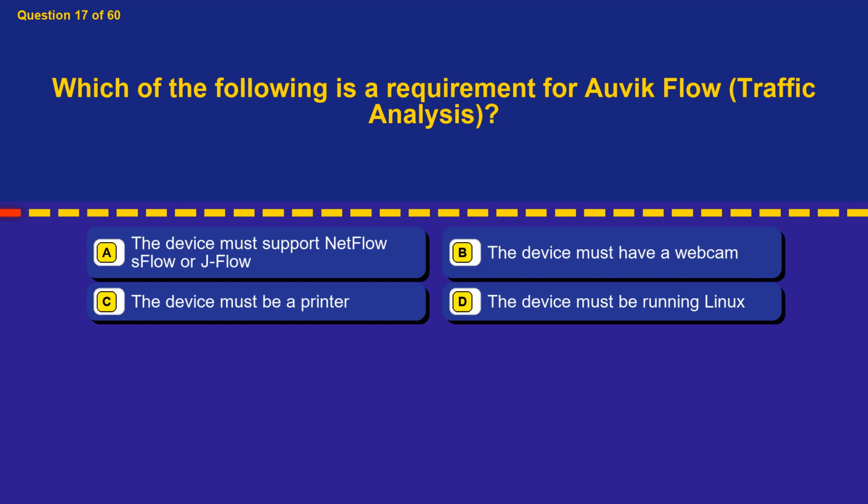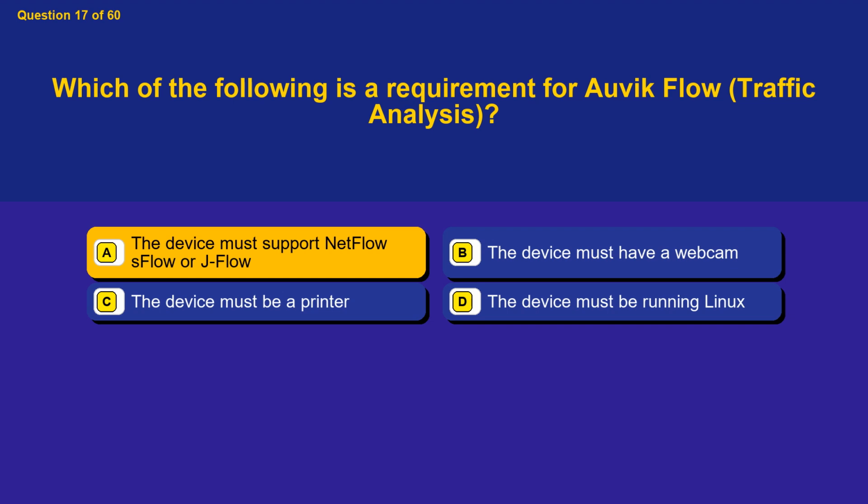Question 17. Which of the following is a requirement for Auvik Flow traffic analysis? Option A. The device must support NetFlow, SFlow, or JFlow. Option B. The device must have a webcam. Option C. The device must be a printer. Option D. The device must be running Linux.